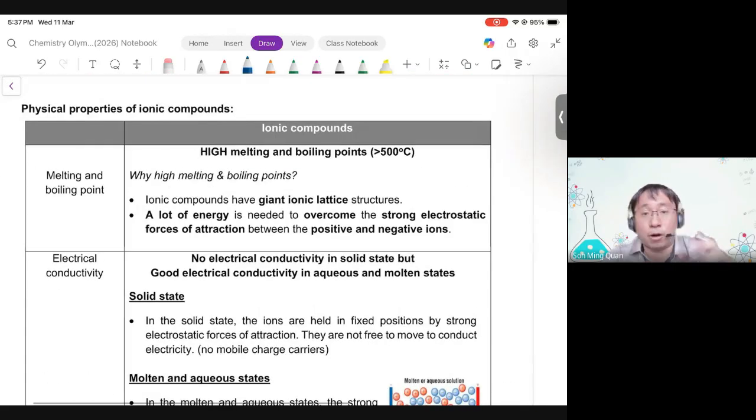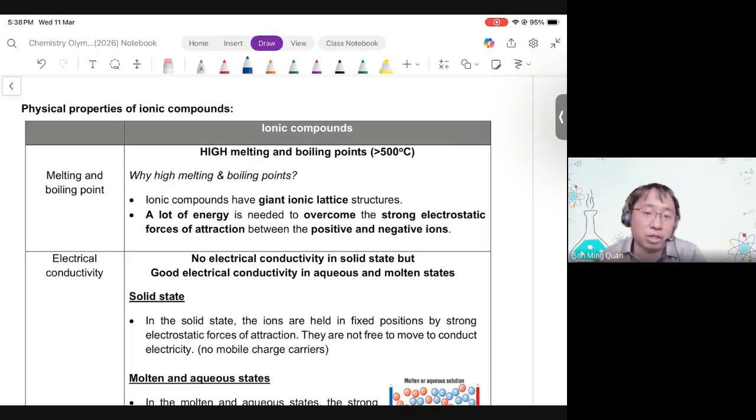Now, properties of ionic compounds. When we talk about properties, we are looking at things that can be measured, things that can be observed. So, for example, you can measure the melting and boiling points. Ionic compounds with a giant ionic lattice structure have high melting and boiling points. How high is high? A high melting point, generally speaking, is defined as more than 500 degrees Celsius. It's not a rule, it's just a guideline to help you. All right. So generally speaking, something that has a melting point of higher than 500 degrees Celsius is considered high.